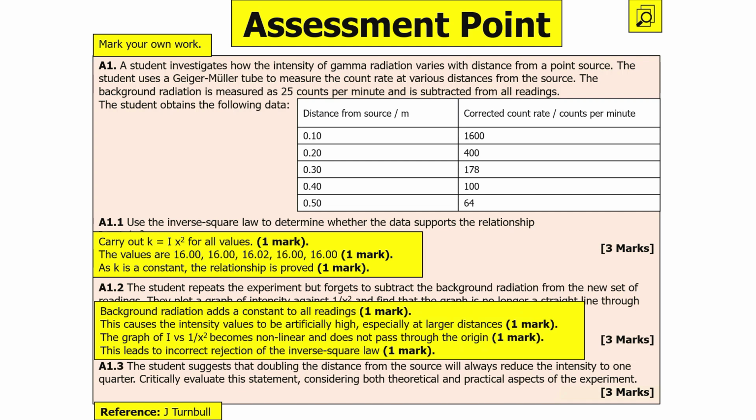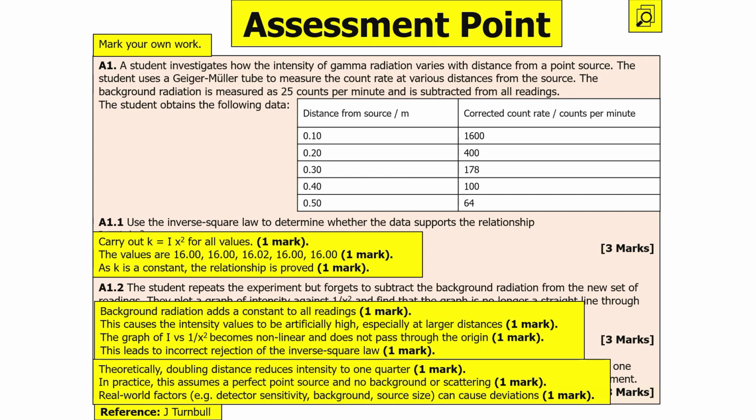Now the background radiation will add a constant to all readings, so this will cause our intensity readings to be artificially higher, especially at larger distances. Now you're going to have a greater value added at bigger distances because of the greater value of x, the area has increased in a higher amount. So the graph of I against 1 over x squared becomes non-linear and will also not pass through the origin. So this leads to an incorrect rejection of the inverse square law.